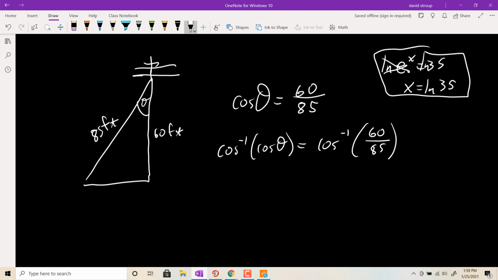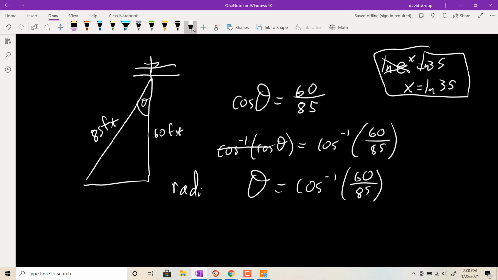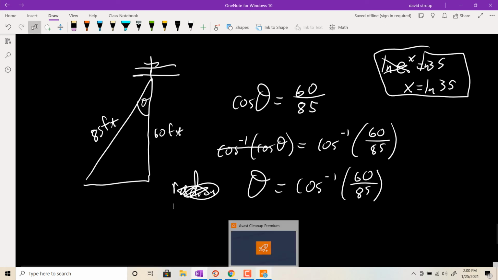Okay, so if you take cosine inverse of both sides, the cosine and the inverse cosine will cancel, and you get theta is cosine inverse of 60 over 85. Then you could put that into your calculator and figure it out. But you have to use radians, so this will work in radians mode, I believe. Well, what do they want? Do they want degrees? Yeah, just put it in. It should work. Let's figure out if it works.